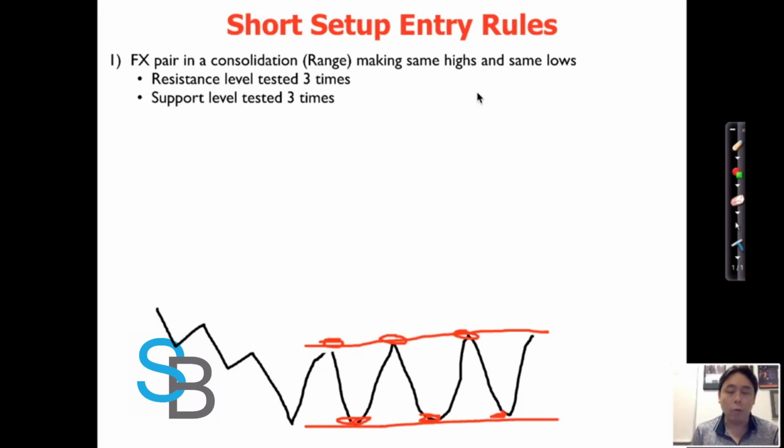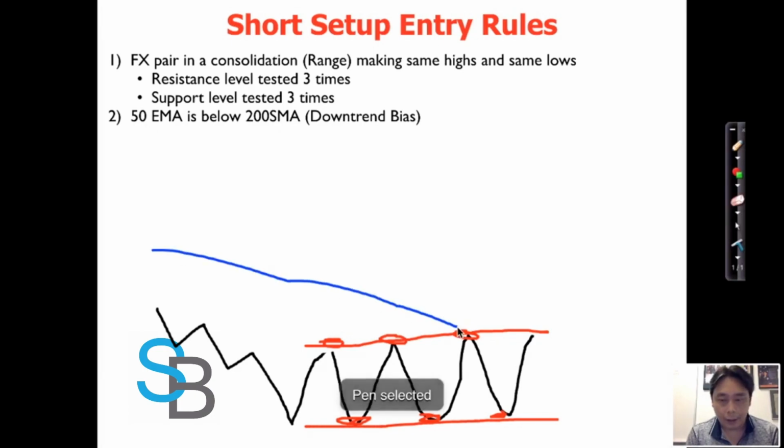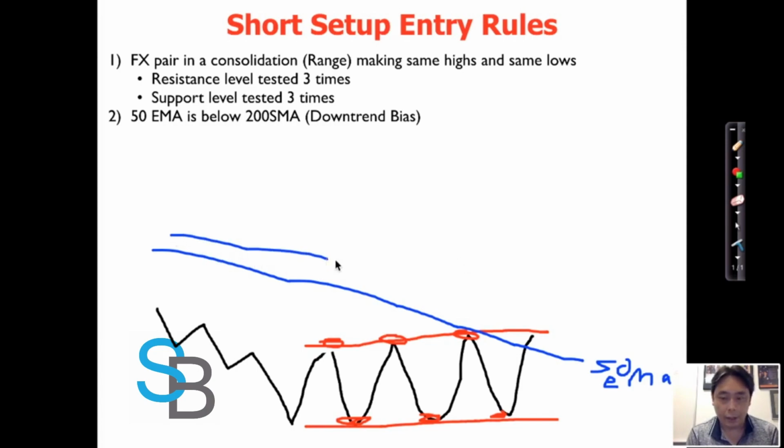Next, if you're going to go short, we want a downtrend bias. So what's a downtrend bias? We want the 50 EMA to be below the 200 simple moving average. So again, we want to see a 50 moving average somewhere there, and it's below the 200 moving average. So downtrend bias.